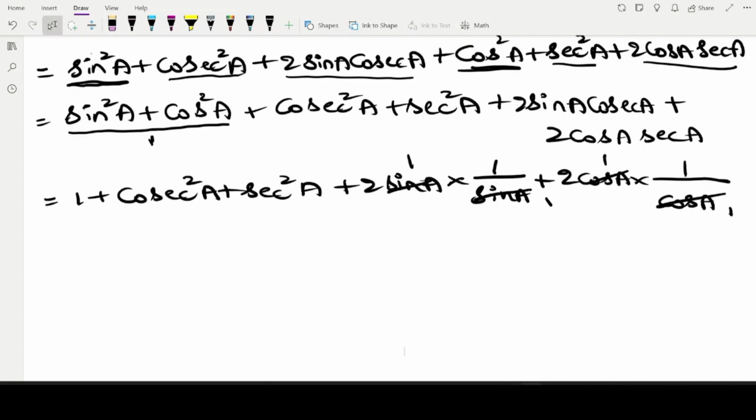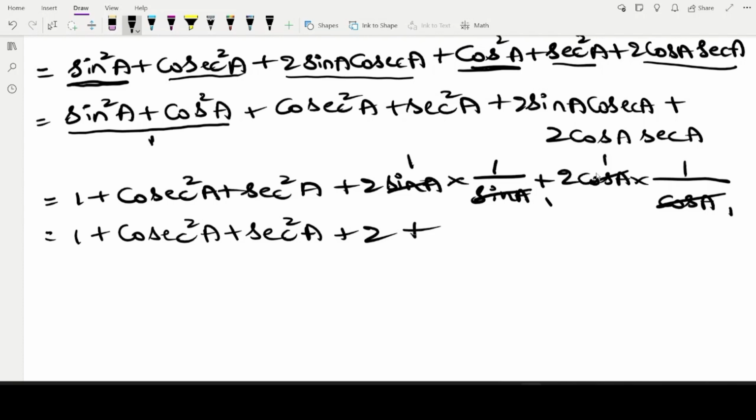So now you are left with 1 plus cosecant square a plus secant square a plus 2. So here 1 and here 1 into 1 is 1, 2 into 1 is 2. So 2 plus, here you are left with 2 as it is. So 1 plus 2 is 3, plus 2 is 5. So 5 plus cosecant square a plus secant square a. So till here there is no doubt, but from this step most students get confused about why you are using the second identity and third identity purposefully. So I have an answer for that.